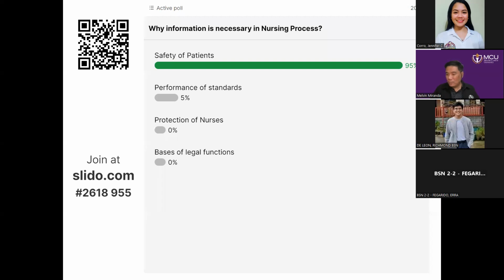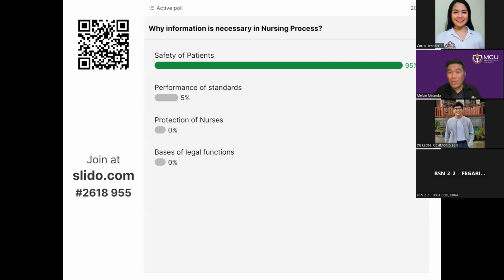Kaya po siguro for me safety of patients kasi without information hindi po tayo magkakaroon ng assessment which is the first step of the nursing process, and without this thorough assessment hindi po tayo magkakaroon ng diagnosis, and without this diagnosis hindi po tayo makaka-develop ng care plan, which is yun naman po yung number one goal natin as nurses, to give care to our patients. So very important po yung information. Very good. So again, it really reiterates that knowledge is power, information is important and significant.